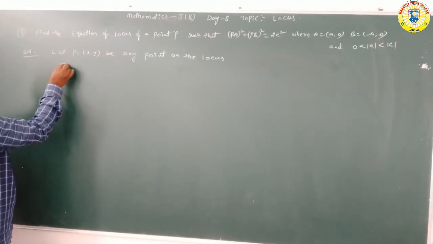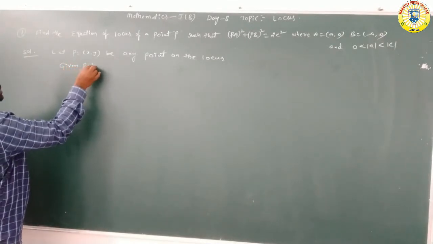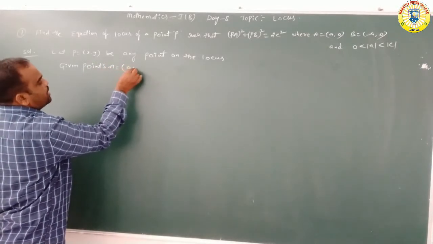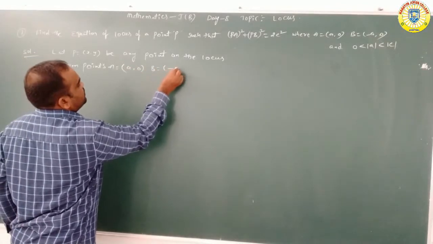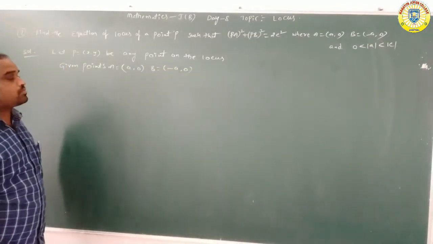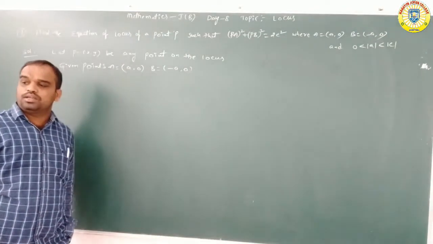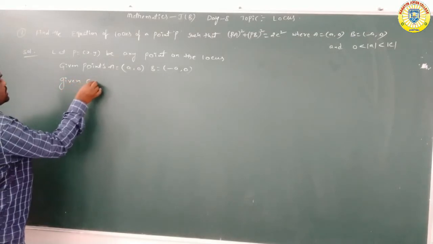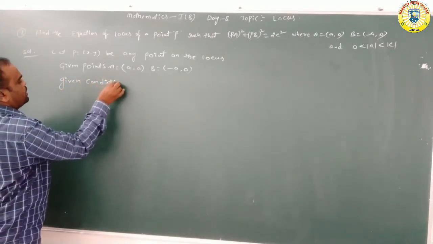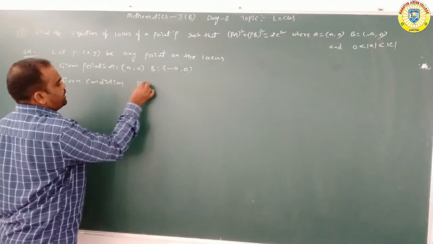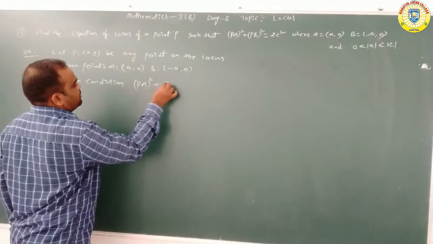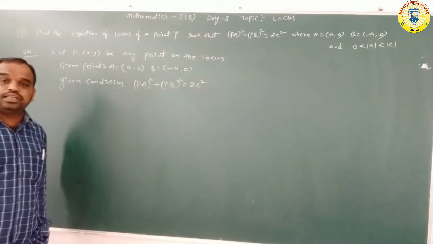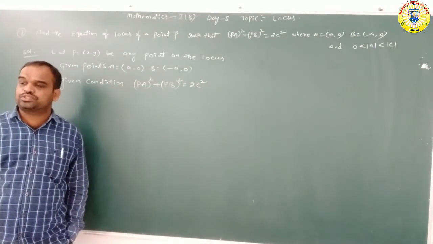Here the points are already given. Capital A is equal to (a, 0). Capital B is equal to (minus a, 0). So what is the given condition? PA whole square plus PB whole square is equal to 2C square.